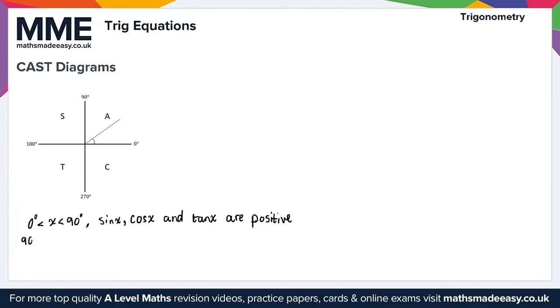So from 90 degrees to 180 degrees, only sin x is positive. Now moving from 180 degrees to 270 degrees, we have this represented by the T in this quadrant. And again, you might have guessed this represents tan being the only positive solution here. So from 180 degrees to 270 degrees, only tan x is positive.